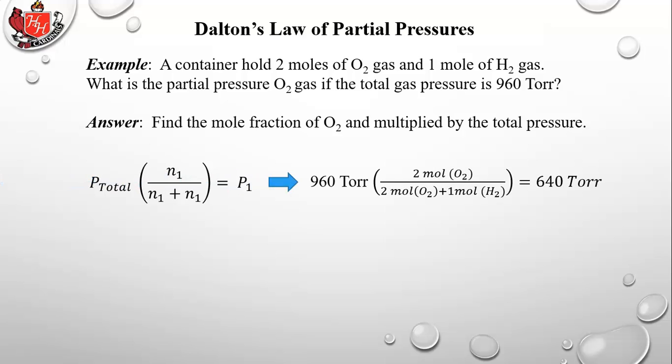So 960 torr is the total pressure. 2 moles are oxygen. Down in the bottom is the total moles of everything: 2 moles of oxygen plus 1 mole of hydrogen. So that's 2 plus 1 is 3. So the fraction is 2/3, 2 over 3. So if you multiply 960 by 2/3, you get 640 torr. So of that 960 torr, 640 torr is from the oxygen, and if you took the difference, that would mean 320 torr would be from the hydrogen. That would just be 960 minus 640, which gives you 320 for the hydrogen.